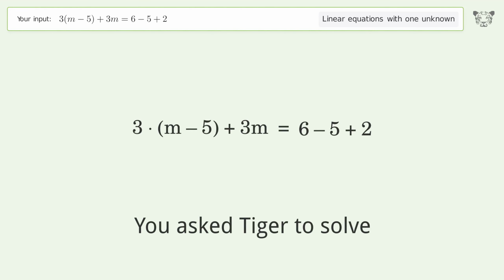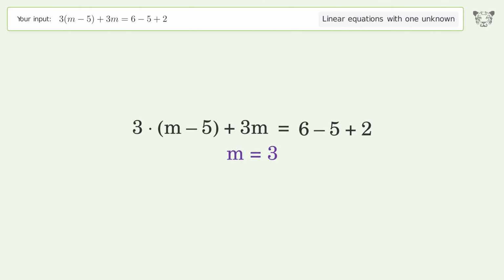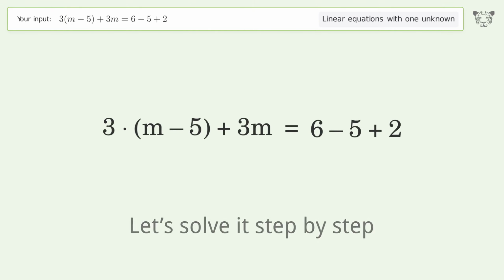You ask Tiger to solve this. This deals with linear equations with one unknown. The final result is m equals 3. Let's solve it step by step.